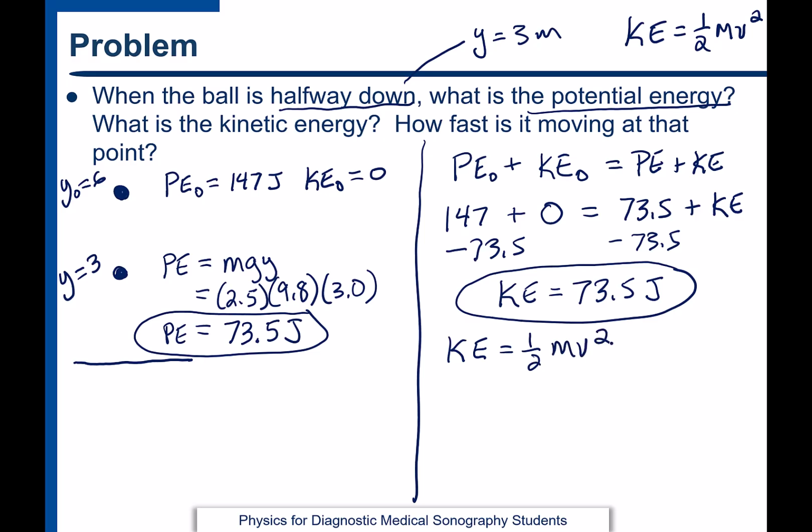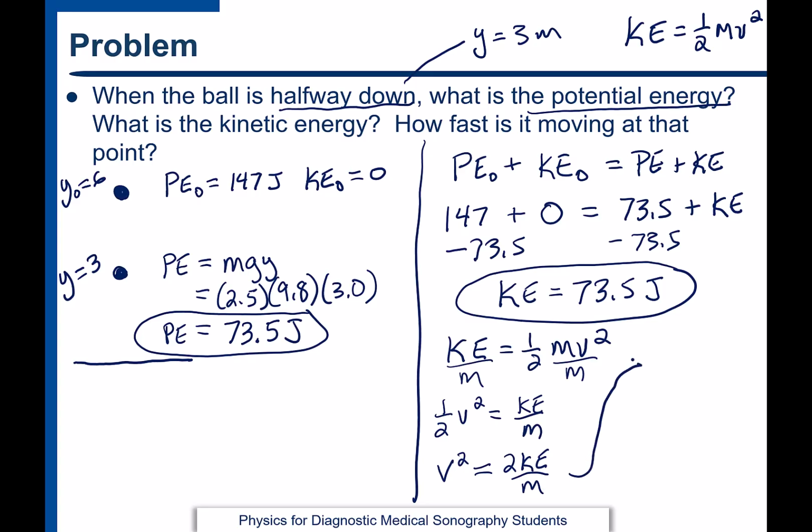But what we want to know is how fast. In other words, we're looking for v. So let me solve this algebraically. Again, I'm going to divide both sides by m. And I'm going to reverse the order here. So I'll write that as 1/2 v squared is equal to KE over m. Now I'm going to multiply both sides by 2. And that's going to give me v squared is equal to 2 KE over m.